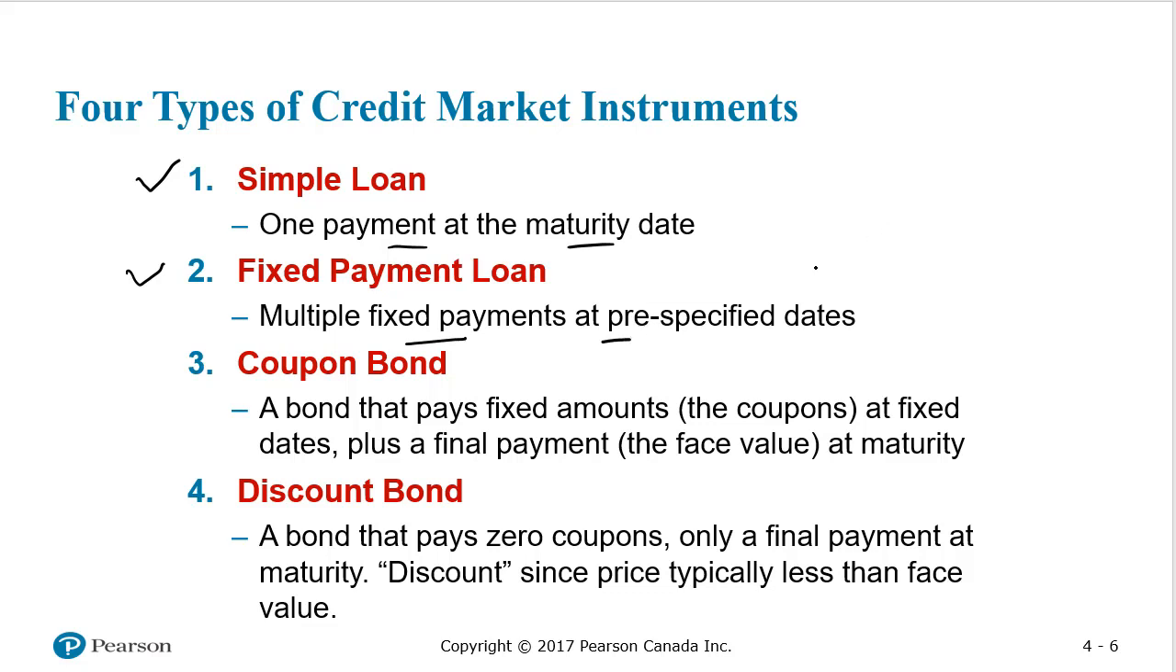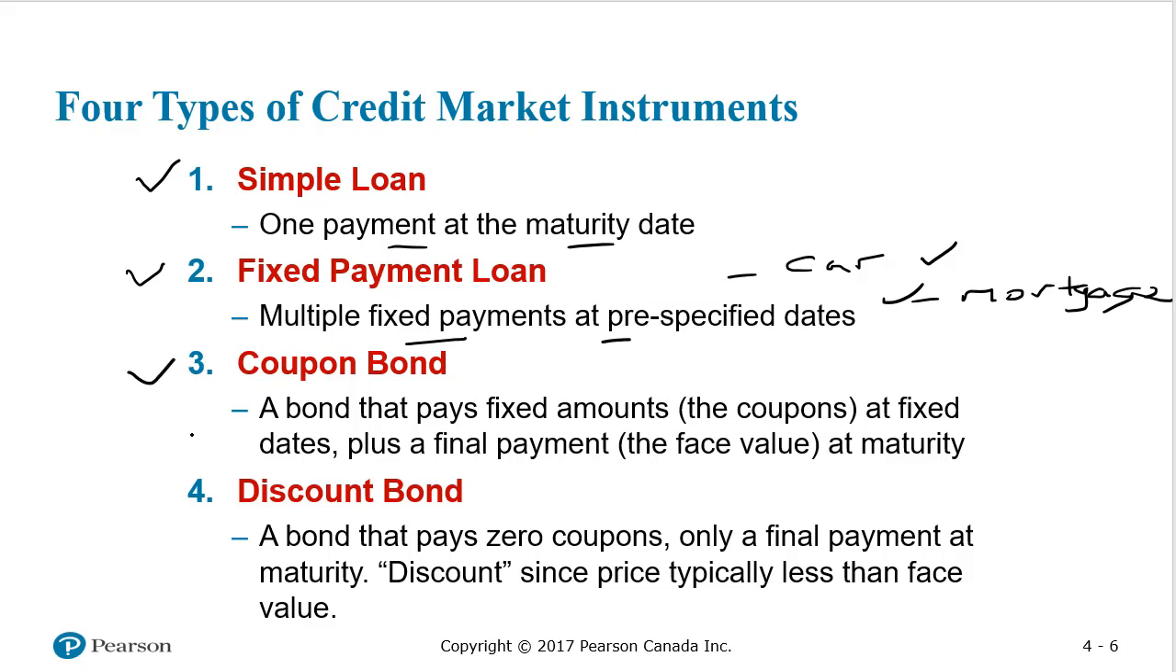What would be an example of something like that? Well, it's going to be like a car loan. You buy a car and you make payments, fixed payments at pre-specified dates. Or we can look at a mortgage. When you buy a house, you borrow money from the bank and you have to pay back a certain amount of money every month.